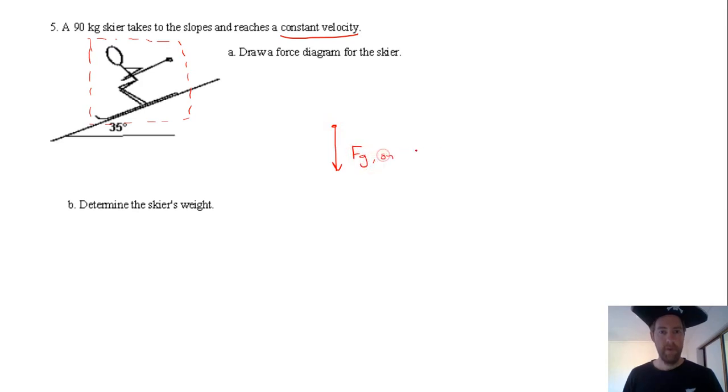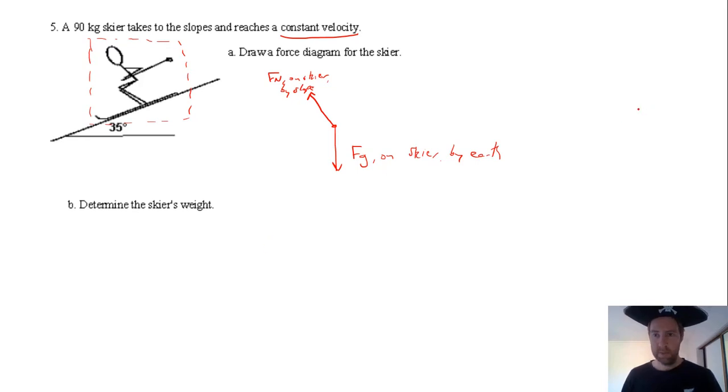Gravity on skier by the earth. There is a normal force on skier by the slope, the snow. And he's going at a constant speed.